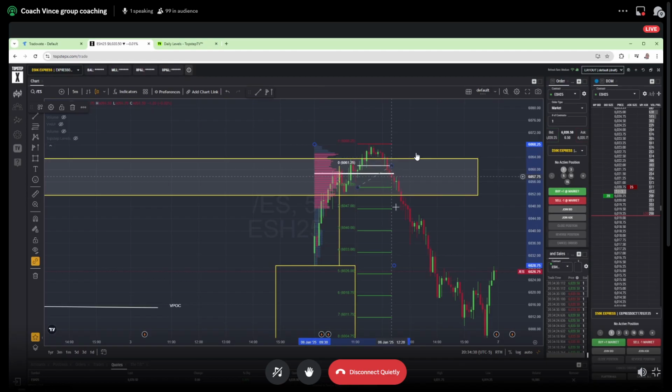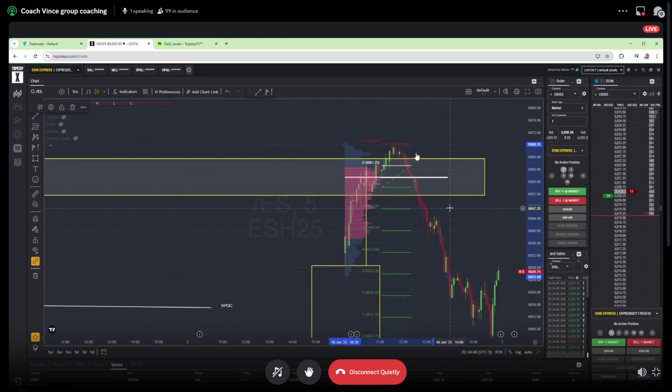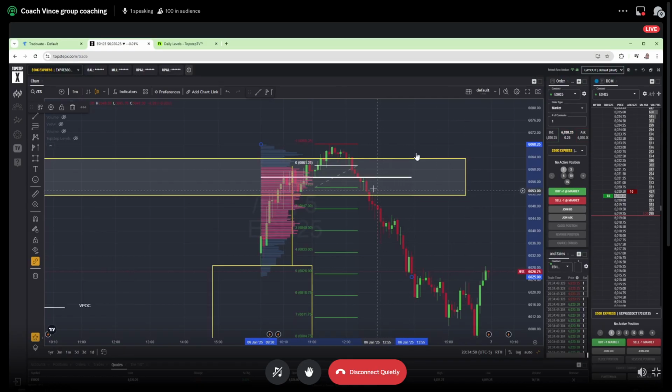So here's point of control, right? We keep on dragging out volume, value, point of control. We break through point of control. Once we get through point of control, it's kind of like, all right, maybe we're going to push further, right? We get through here and we're pushing down. But this was an area of resistance, okay? And we're pushing down. We get down here to value low.